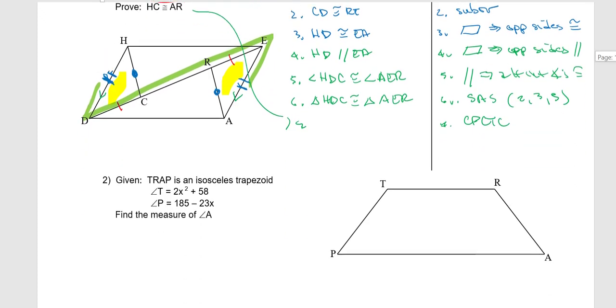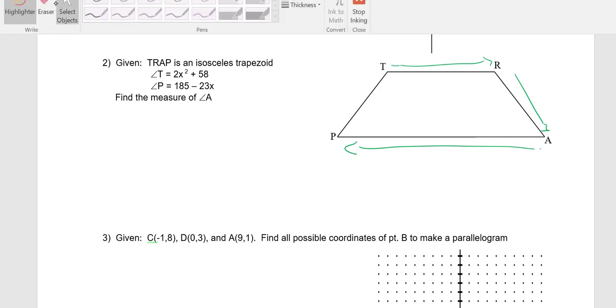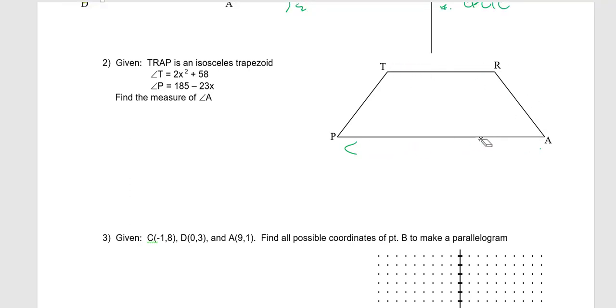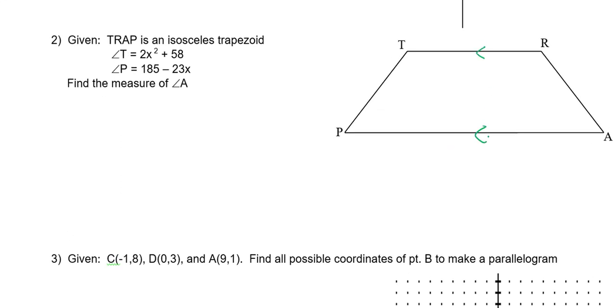Let's move on to the next problem here. So now we're given this figure here, TRAP, and it's got to be in this order. So it's got to be T, then R, then A, then P. That's how the lettering works. But it's an isosceles trapezoid, so I know that the top and bottom are parallel to each other, and that angle T and angle P are, this is 2x squared plus 58, this is 185 minus 23x.